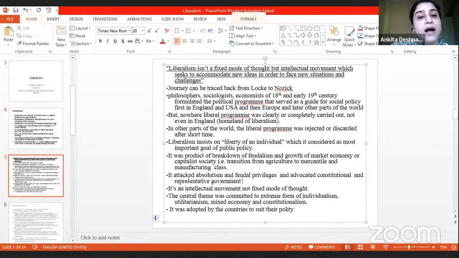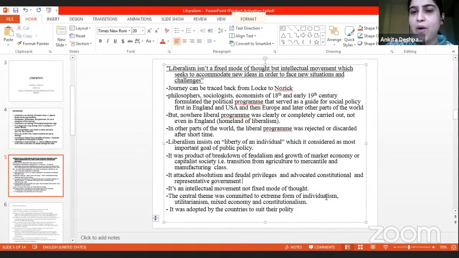All right. Again, liberalism, like I told you, is an intellectual movement, not a fixed mode of thought. You will see it when I start teaching you further. You will realize it's an intellectual movement. The central theme was committed to an extreme form of individualism, utilitarianism, mixed economy, and constitutionalism.